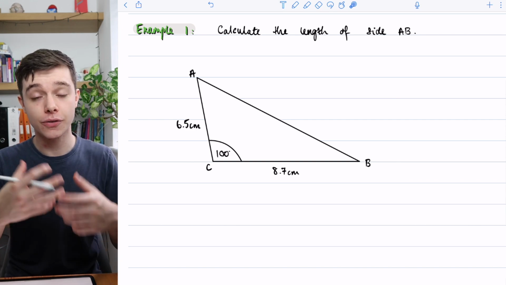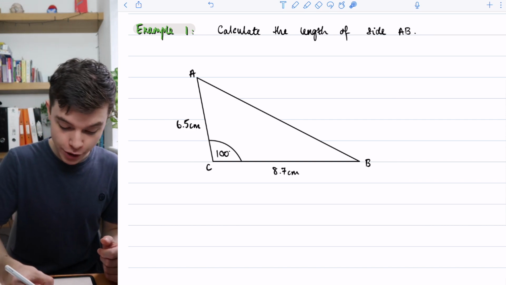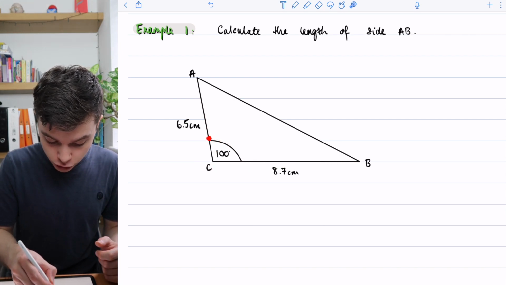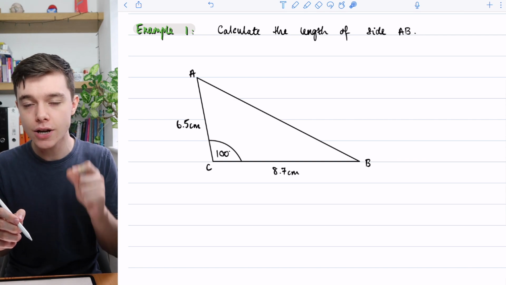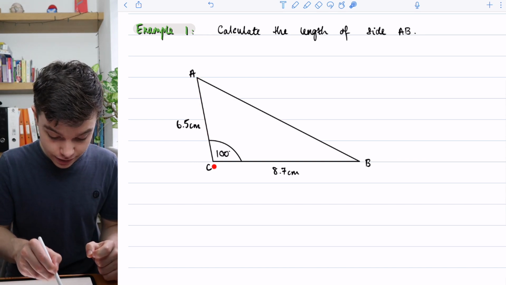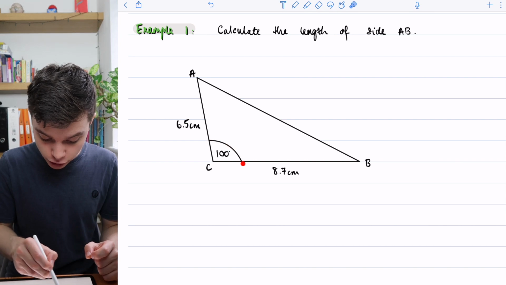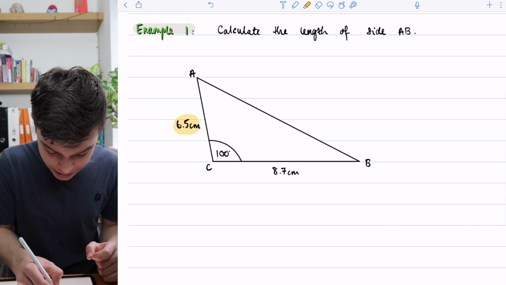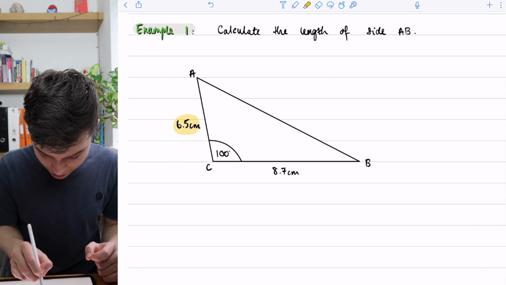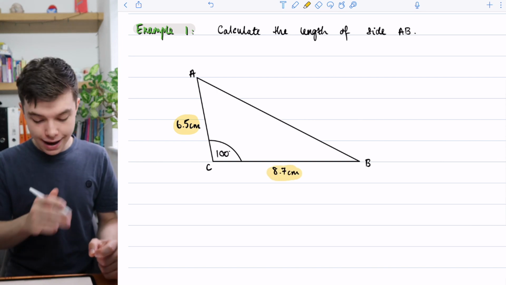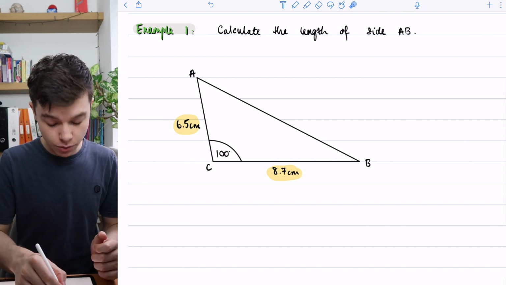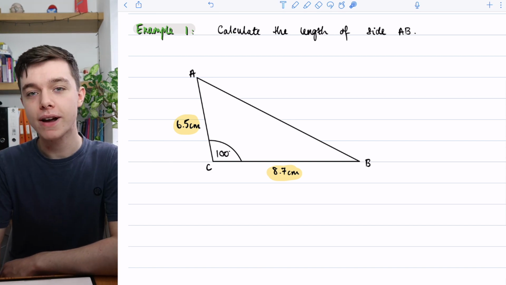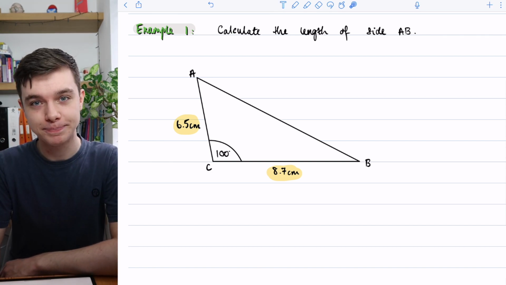And because this lesson is on the cosine rule, I would use the cosine rule. You have a side, you have another side, and you have the angle between them. That's what you need to work out a side: the side, the other side, and the angle between them. That will allow you to work out this side using the cosine rule. So pause and have a go, press play, and then we'll work through the answer.